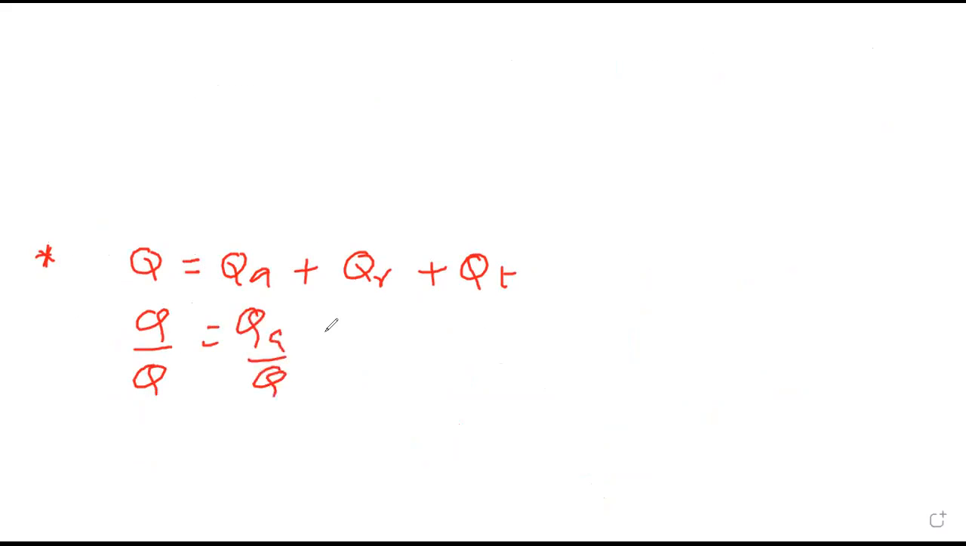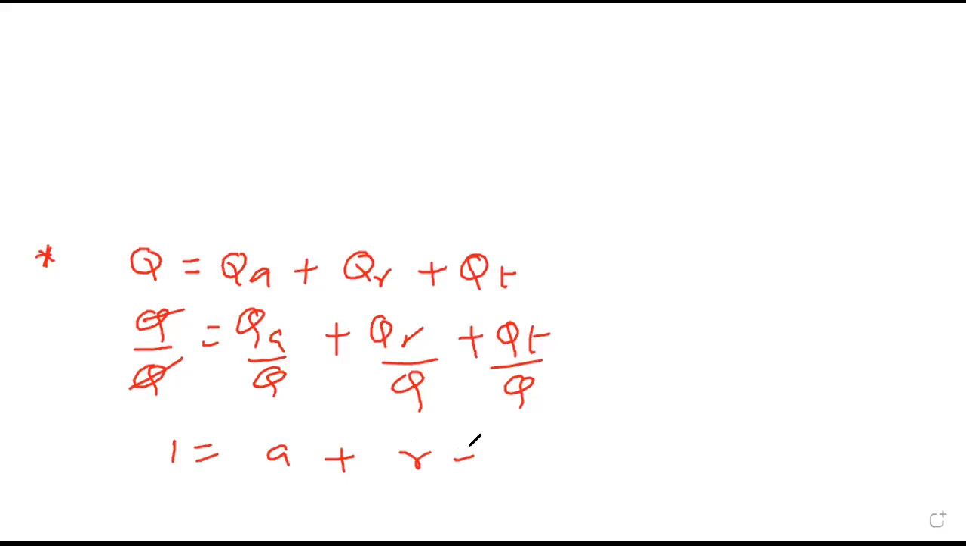If Q is total heat incident, it is partly absorbed, partly reflected, partly transmitted. If I divide throughout by Q, I get QA by Q plus QR by Q plus QT by Q. This gets cancelled. So 1 equals A plus R plus T. Write this formula.